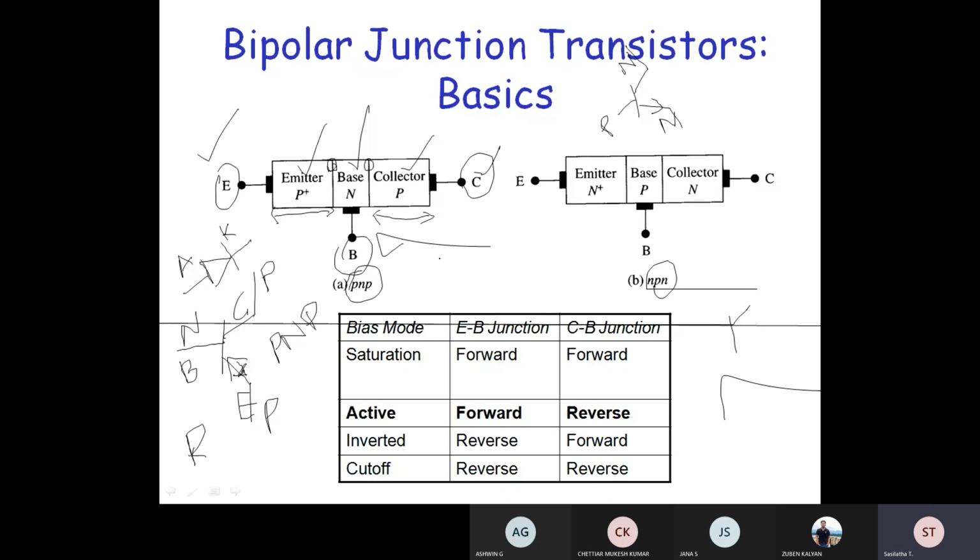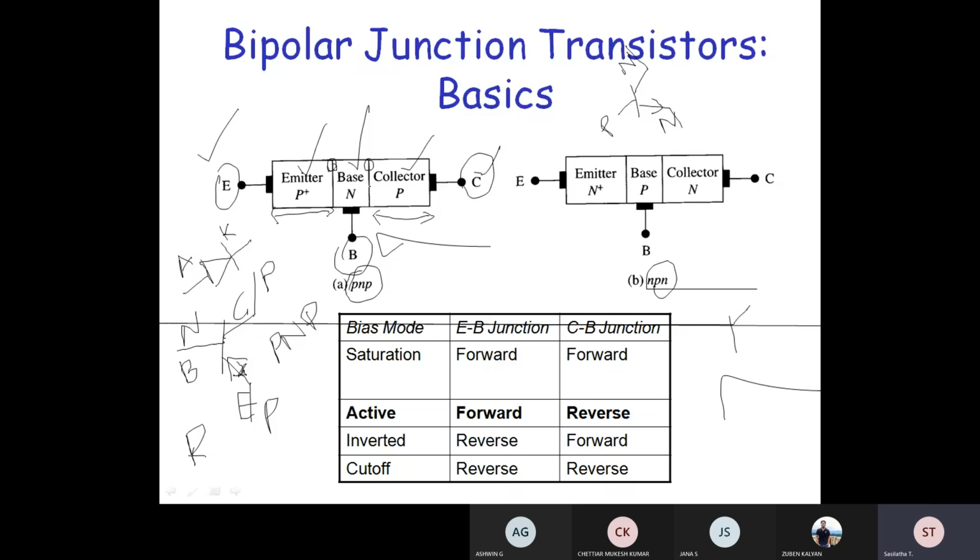Here, what I am trying to say is there are two different types of bipolar junction transistors available. One is PNP, another one is NPN. That is all I'm trying to say. And in a PNP transistor, the emitter is made up of what? The collector is made up of what? What type of semiconductor is being used? Similarly, the base is made up of what type of semiconductor? And it is reverse for NPN.